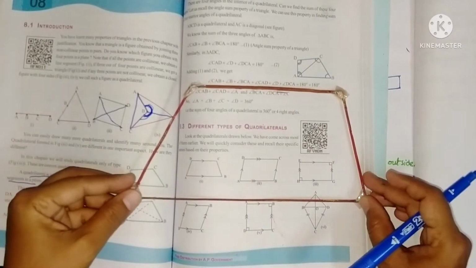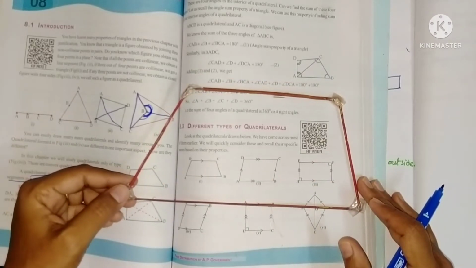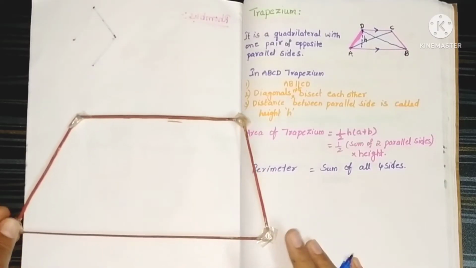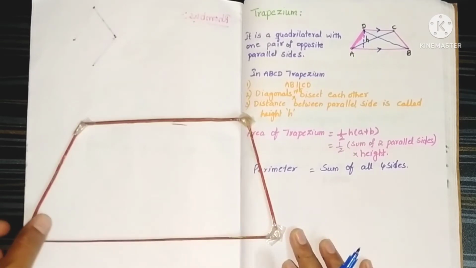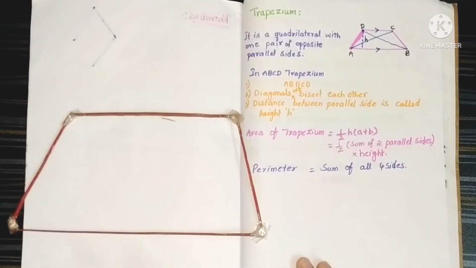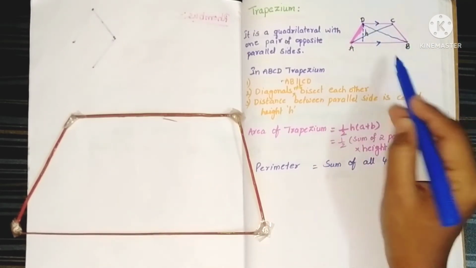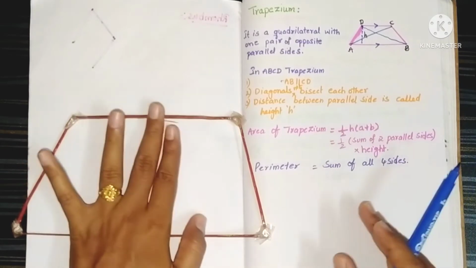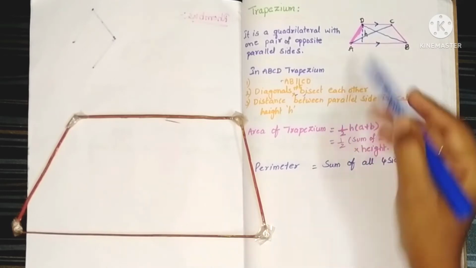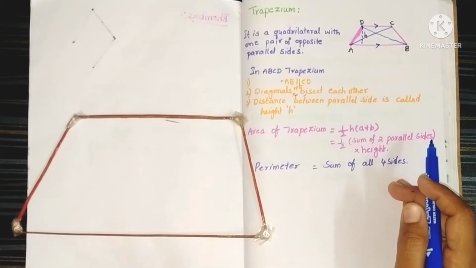Okay, so if these two pairs are also parallel, then that trapezium is called a regular trapezium. That's a special case. So simply we can say, what is a trapezium? It is a quadrilateral with one pair of opposite parallel sides. In a trapezium, if it is ABCD, AB is parallel to CD, so that means two parallel sides. And here the diagonals do not bisect each other. If it is a regular trapezium, then the diagonals bisect.